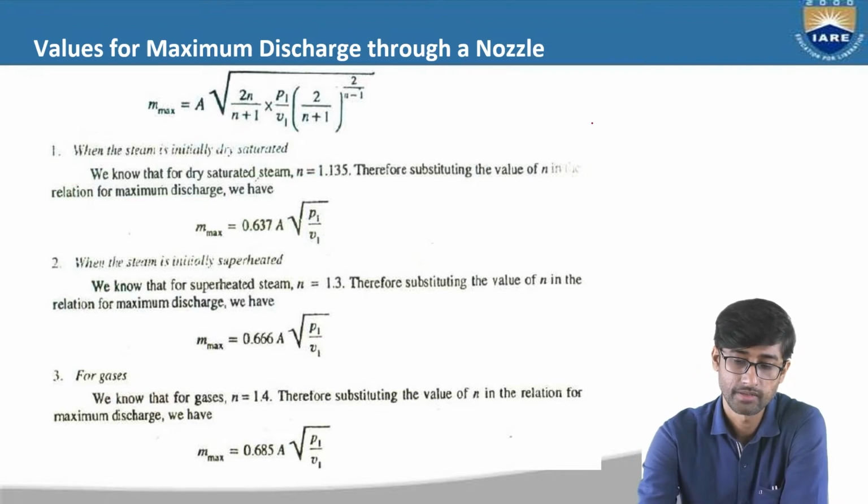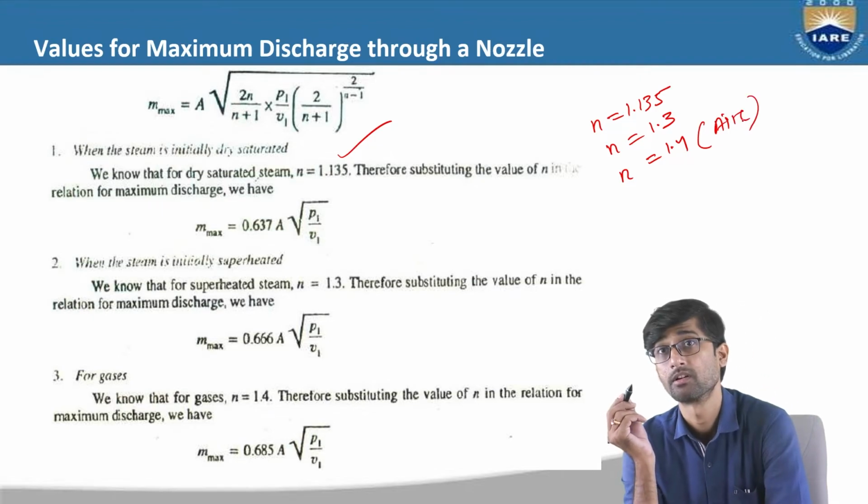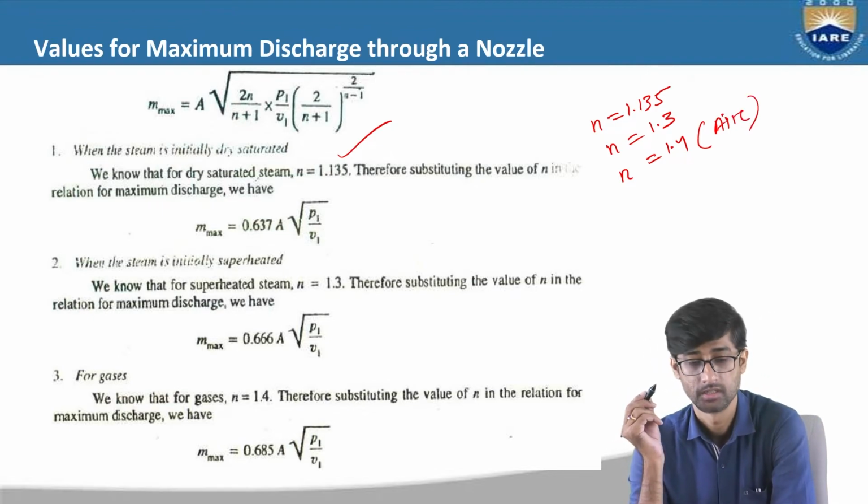So for dry saturated steam, the value of n is 1.135. For superheated steam, n is equal to 1.3, and for gas, n is equal to 1.4. We consider it as air for gas.